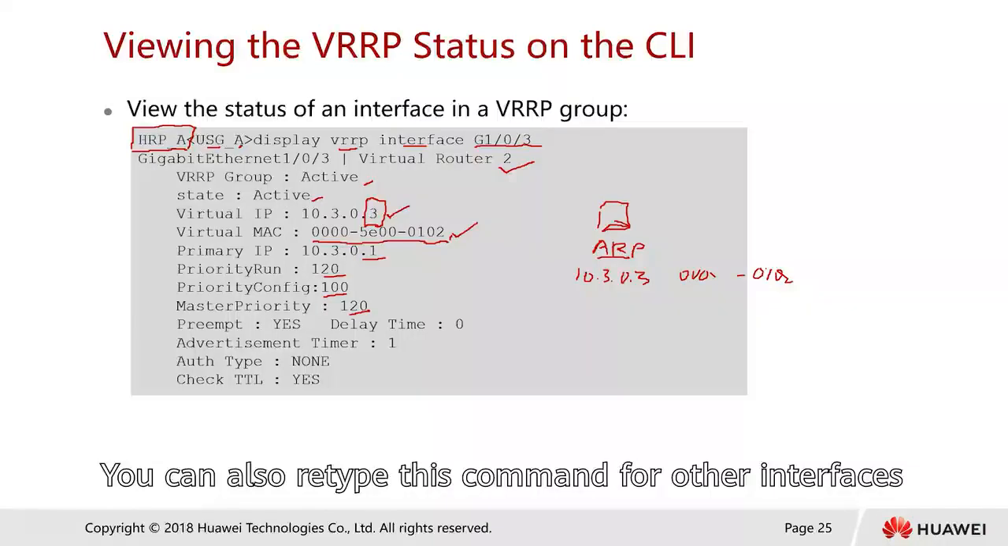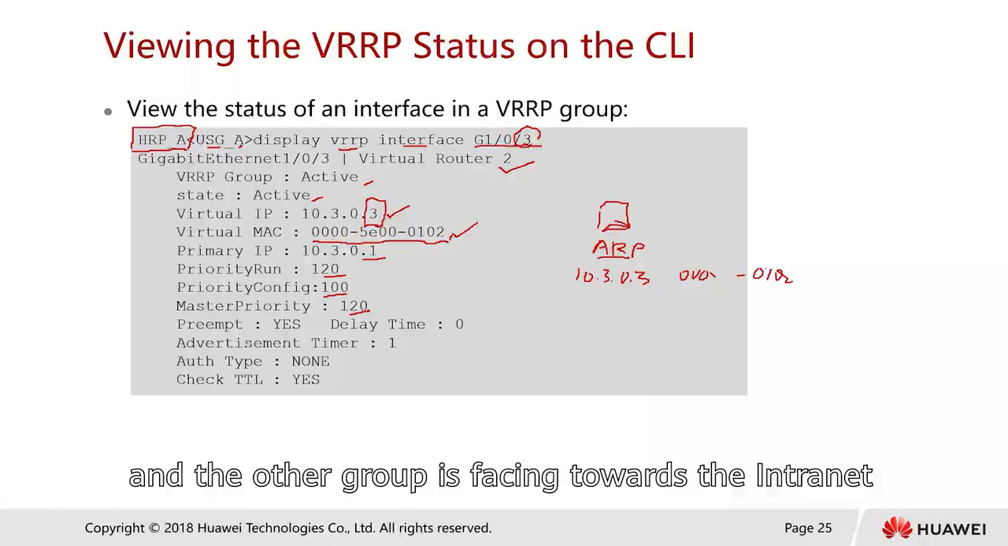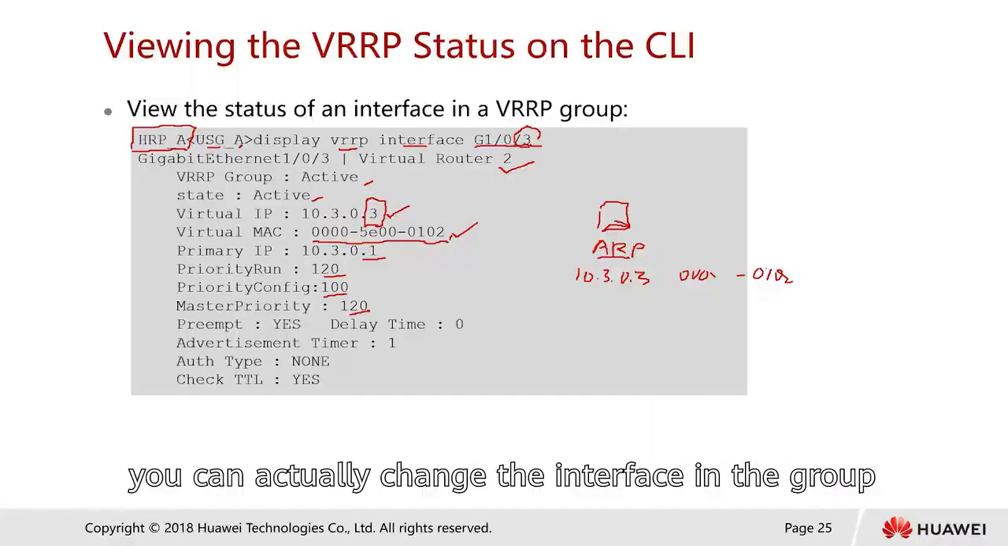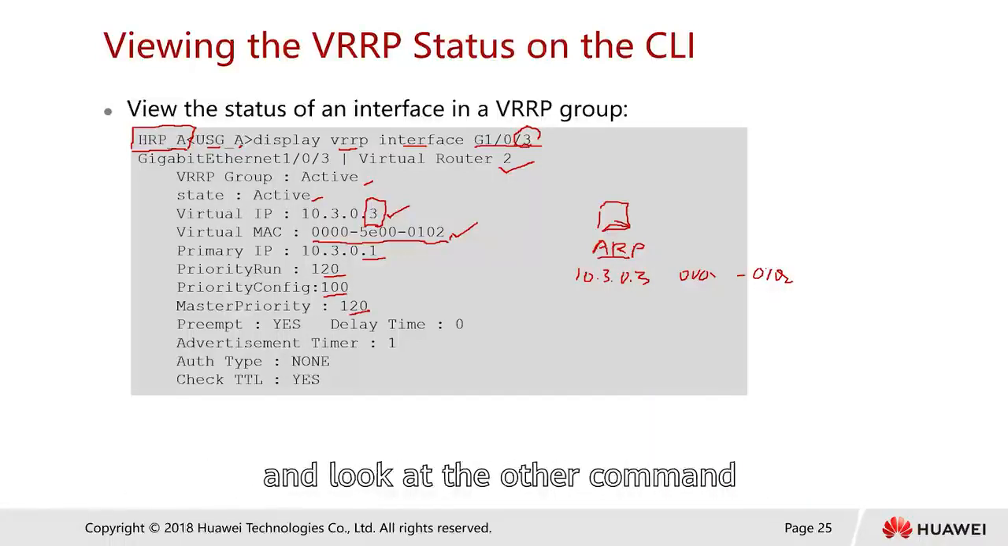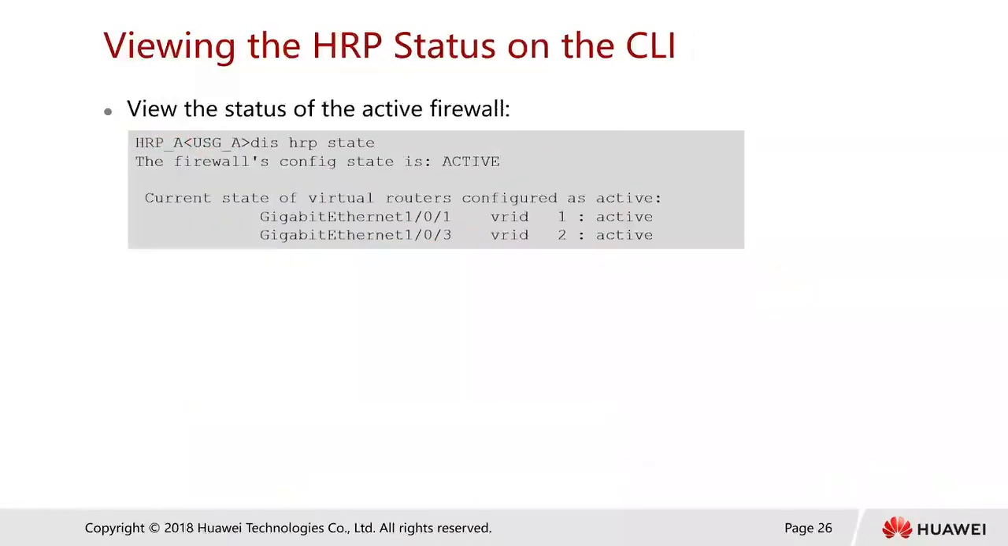You can also retype this command for other interfaces. Now remember, in our scenario here, we have two groups. One is facing towards the internet and the other group is facing towards the intranet. So you can just change the interface in the group and look at the other side of the interface. And you can also try a command like display VRRP brief.